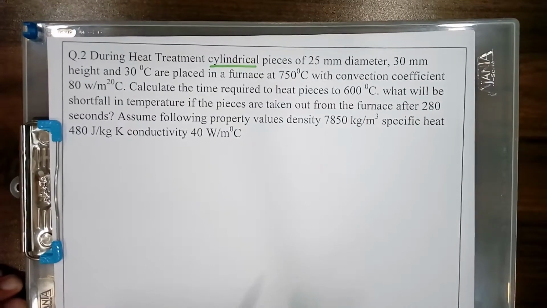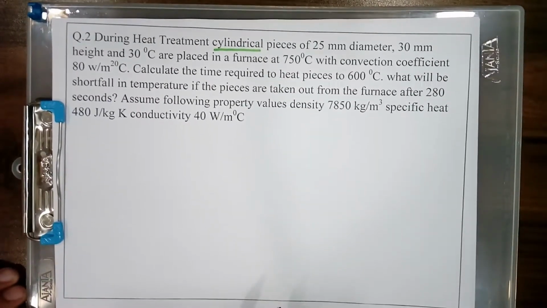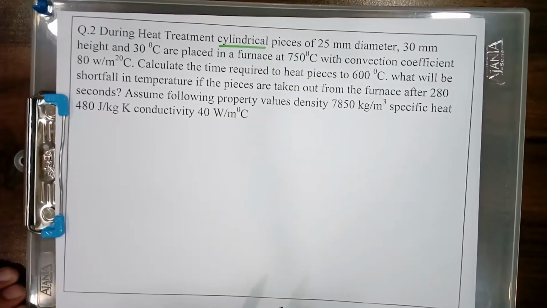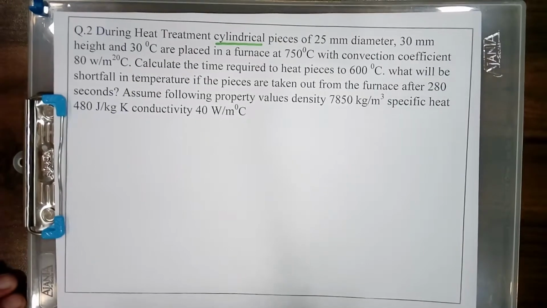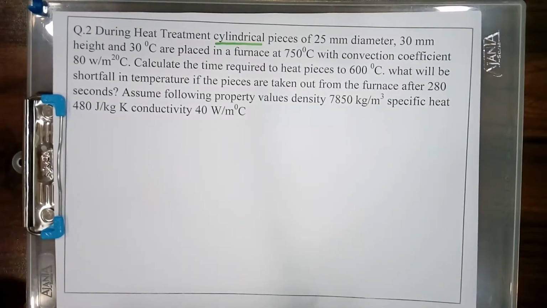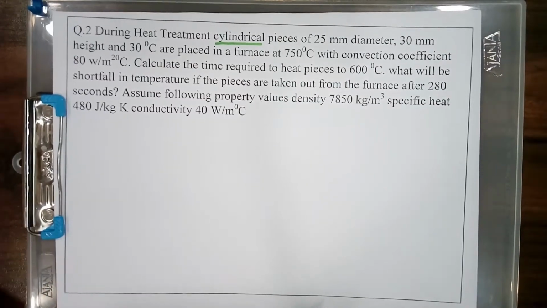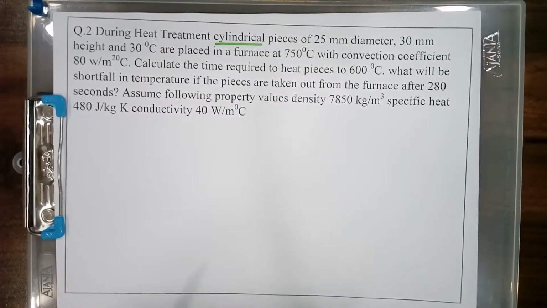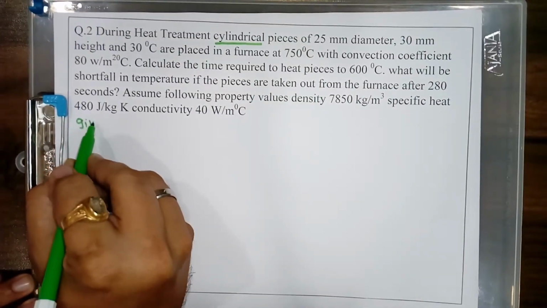Students, first an easy sign to identify the cases of transient: the temperature is changing or varies with respect to time. So here we need to calculate the time. So it is a case of transient heat conduction, and for transient heat conduction we need to apply lumped parameter analysis. So let us check whether lumped parameter analysis is applicable or not. So before that we will write down the given data.